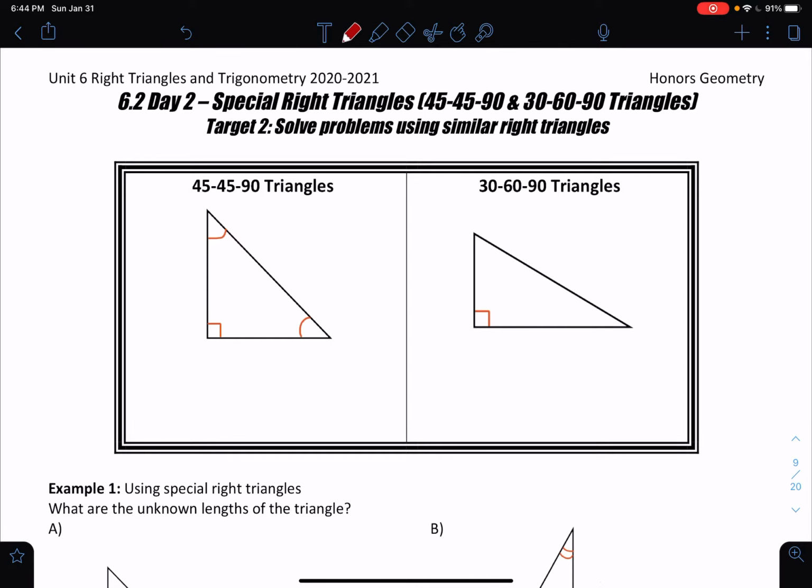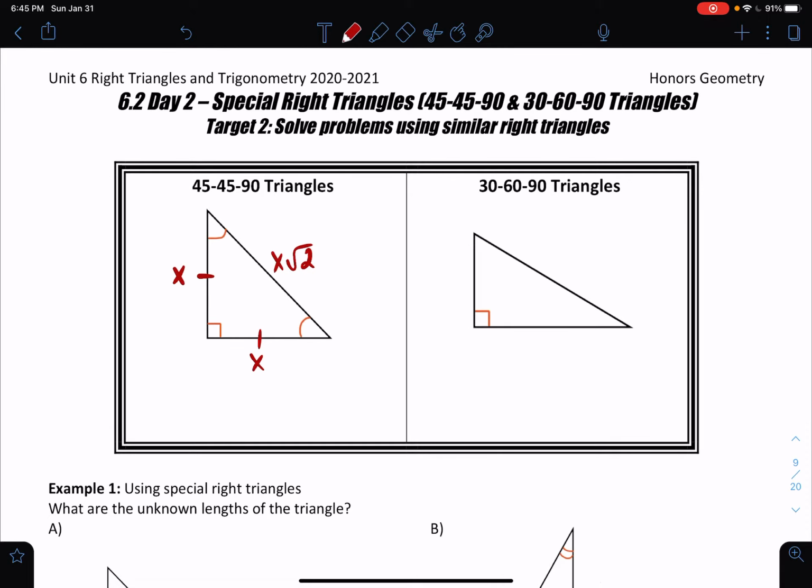Okay, so the first one is a 45-45-90 triangle. So you see two angles that are both 45. So their opposite sides will be congruent. So this is an isosceles triangle. All right, and the ratio of the sides is that if both of my legs are x, then the hypotenuse will be x square roots of 2.